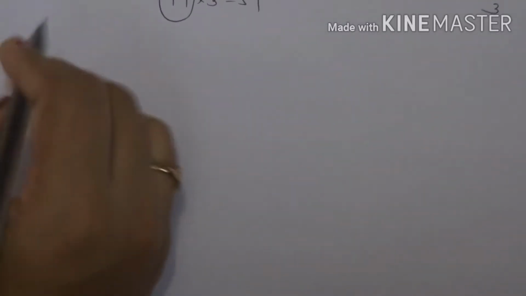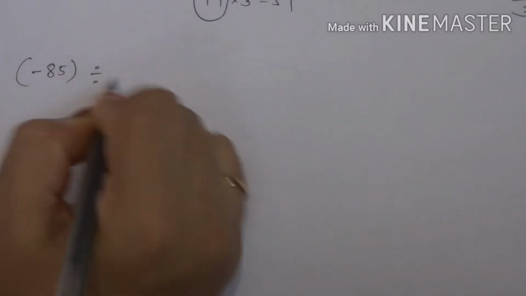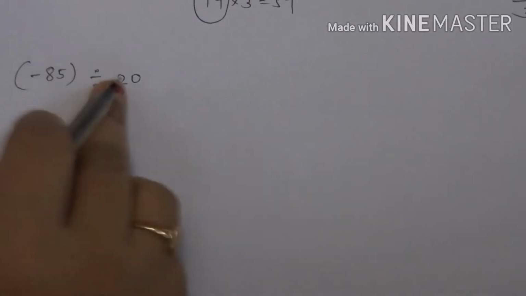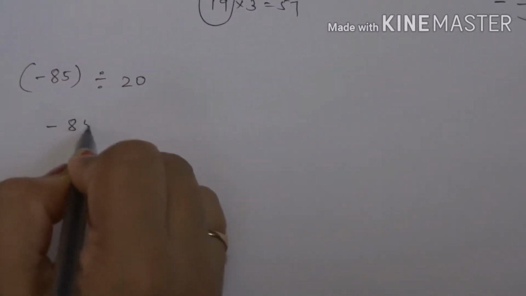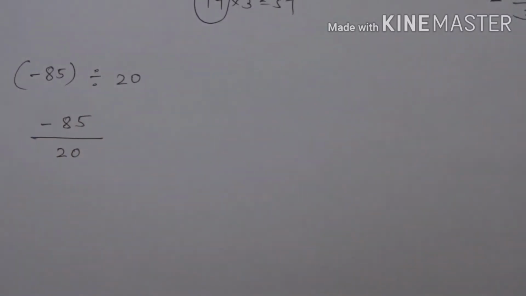Now children, let's see the fifth sum. Minus 85 divided by 20. So as usual, write them in the fraction form. Minus 85 divide means upon 20. Now the table children.